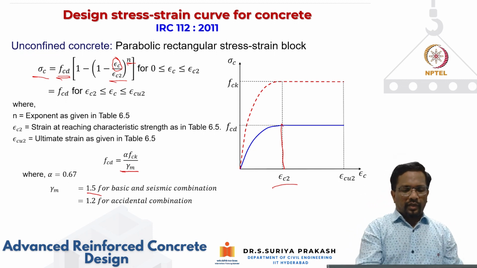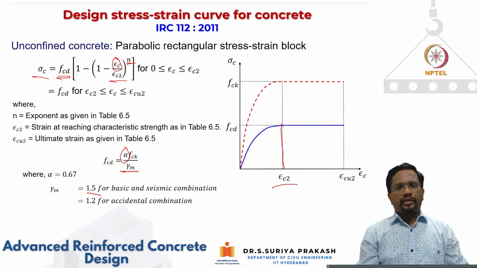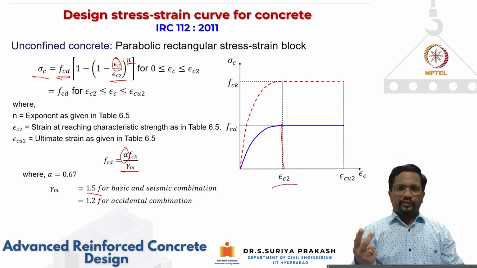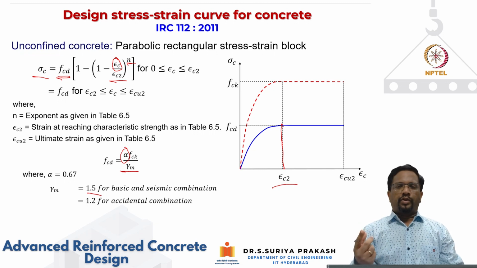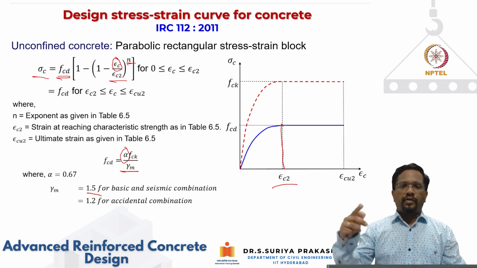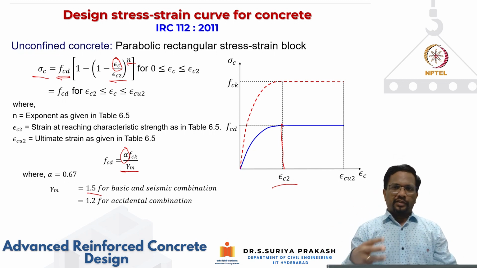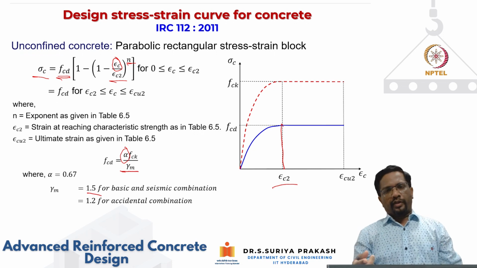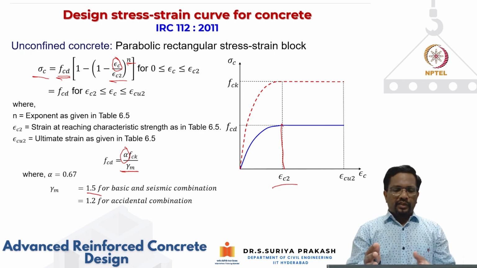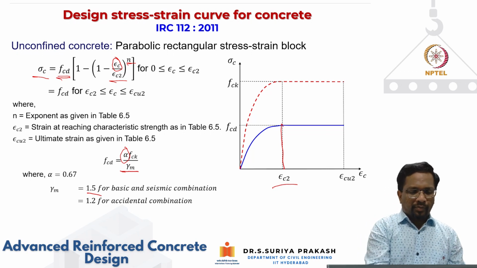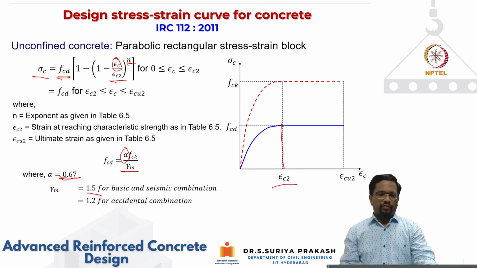Right. So again, what is this alpha? If you recollect, there are two things that are considered in alpha. We have seen in the last lecture, there is one factor which is 0.8, that is basically used to convert the cube strength to cylinder strength, which is the actual material property. In addition to that, we also multiply by one more factor, 0.85, which considers the size effect. So 0.8 multiplied by 0.85 works out to be 0.67. So that is what is suggested by IRC 112 also.